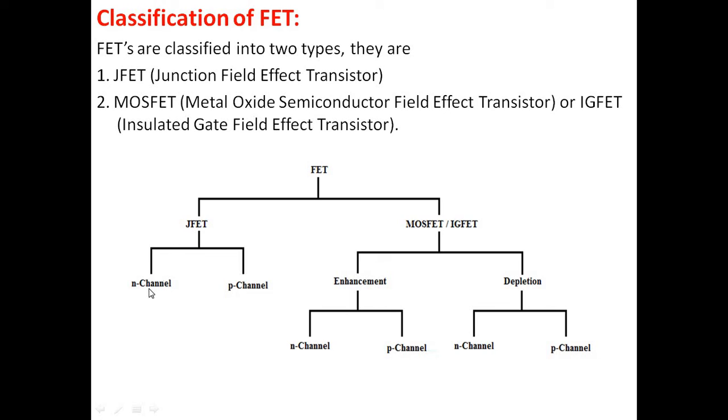Again, the JFET is divided into N-channel JFET and P-channel JFET. MOSFETs are also divided into enhancement and depletion, where in enhancement you are trying to create a channel. Here, in depletion, the available channel is going to be removed, called a depletion MOSFET. Again, in enhancement, we have N-channel enhancement MOSFET and P-channel enhancement MOSFET, and N-channel depletion MOSFET and P-channel depletion MOSFET. Whenever it is an N-channel, the current conduction is due to electrons. Whenever we say P-channel, the current conduction is due to holes. It's very simple.